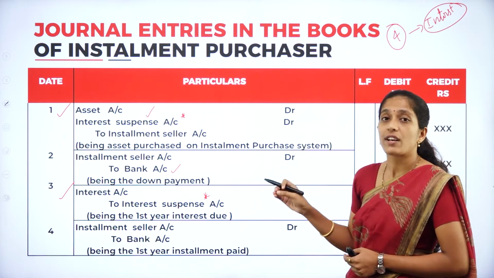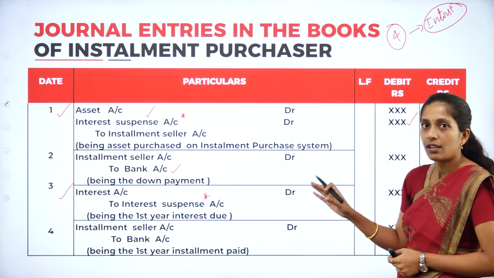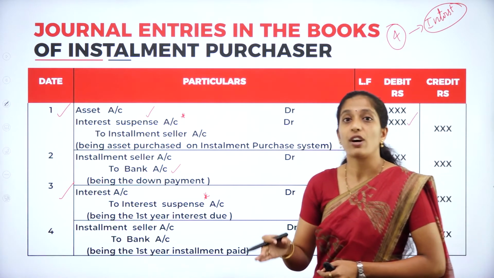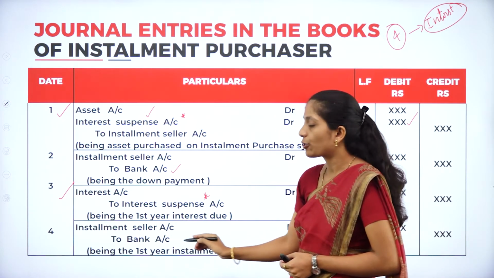So this is for first year interest due, being the first year interest due. Hope you are clear with these three entries. Next, the fourth entry as usual is for installment paid. So what is the entry? Installment seller account debit to bank account.